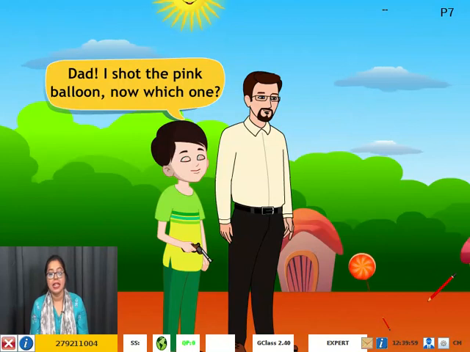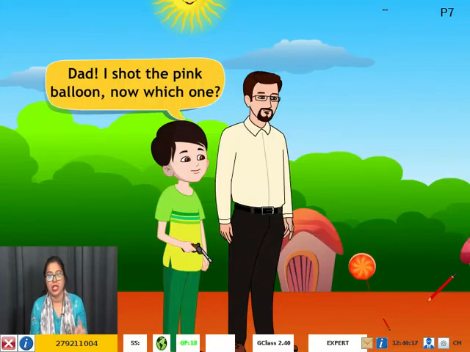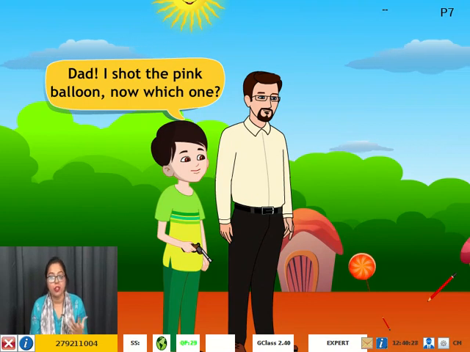So what did he answer? Dad, I shot the pink balloon. So he was choosing between a pink and a yellow one, as we picked up the connectors, that is either or, isn't it? So which one is he supposed to shoot? He is supposed to shoot any one. So what did he reply to his father? He replied, Dad, I shot the pink balloon.